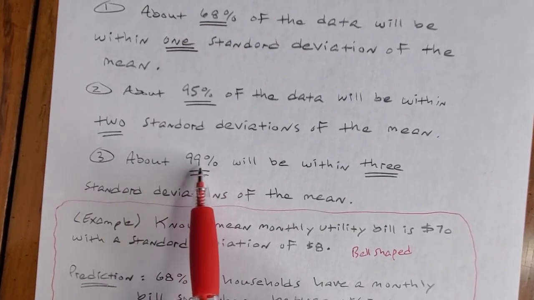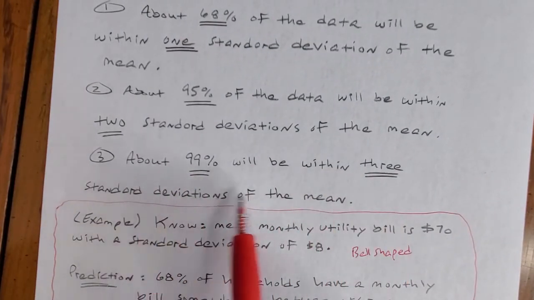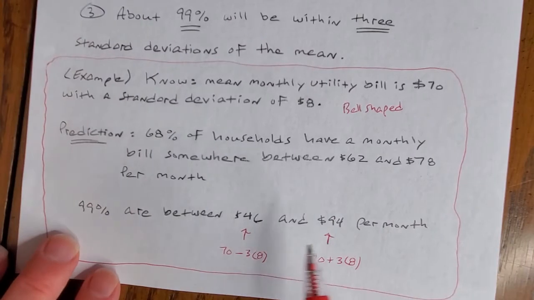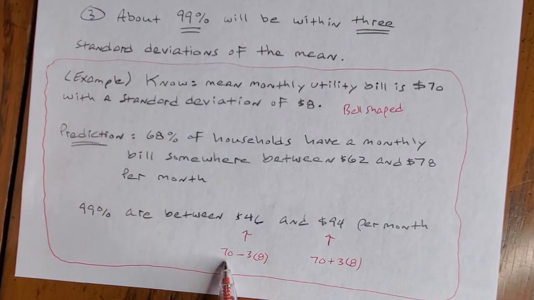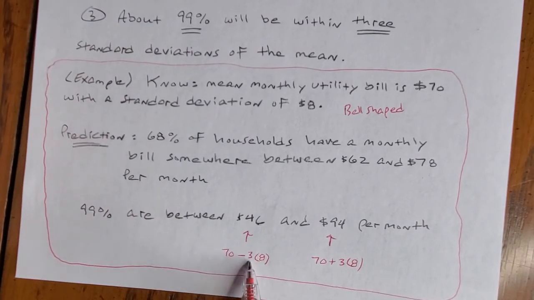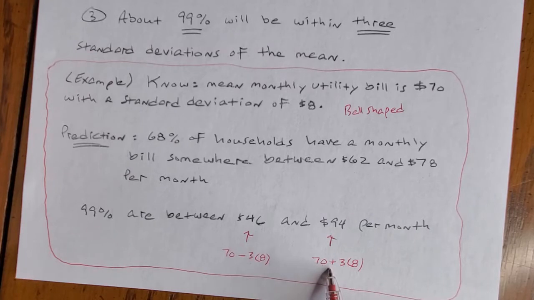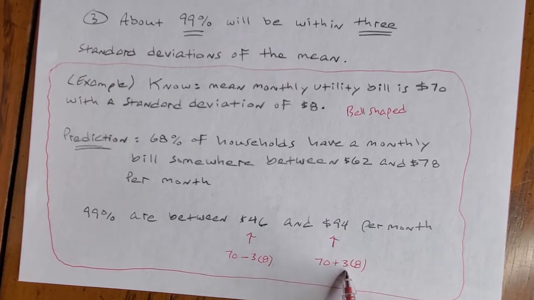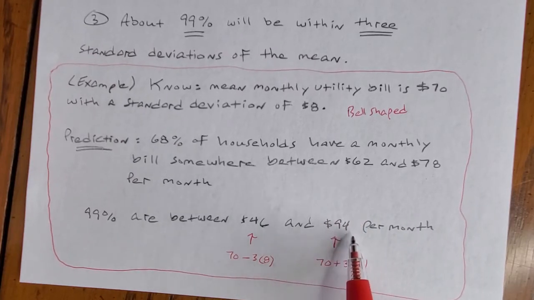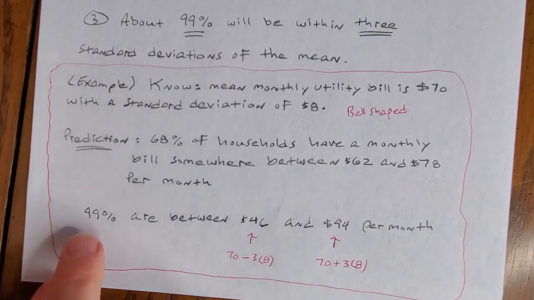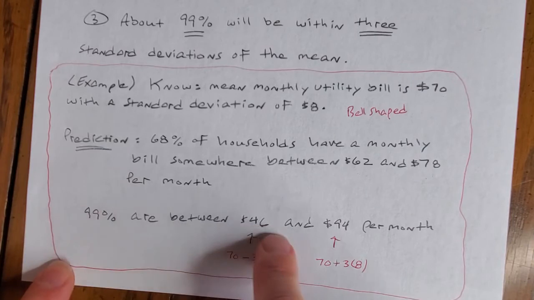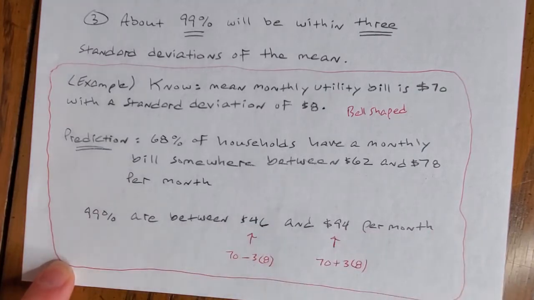The prediction is 99% will be within three standard deviations of the mean. So if I take the mean of 70 and I subtract 8 three times, that would be three standard deviations below the mean. And if I take 70 and I add 8 three times, then I would get $94. I get three standard deviations above the mean. Okay, so that's where 99% of the data would have to be. So that's the kind of prediction that we can make.